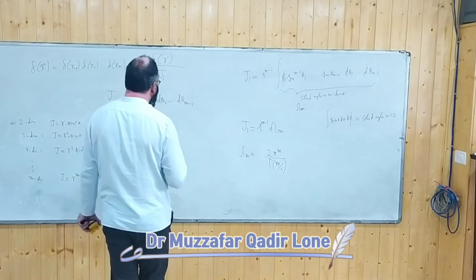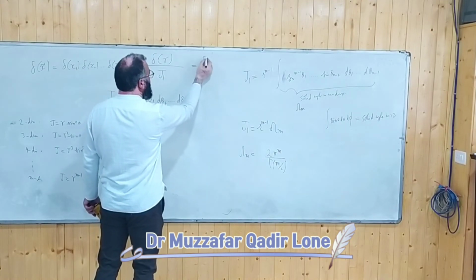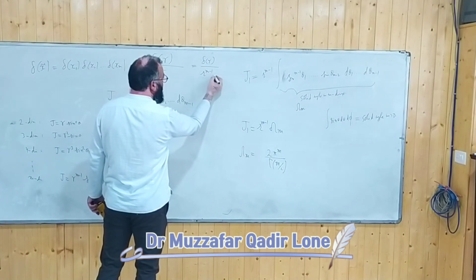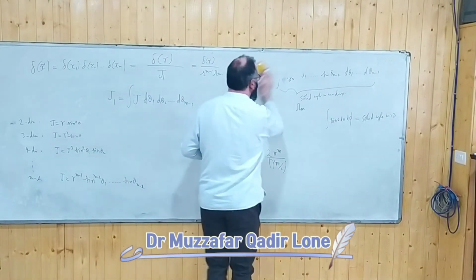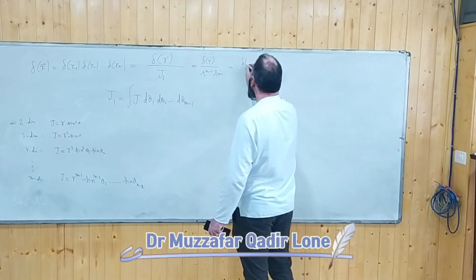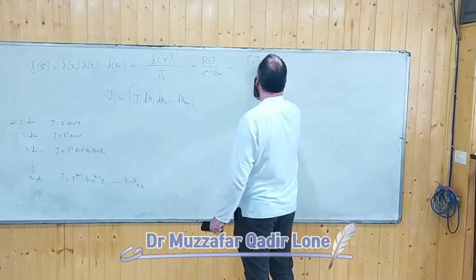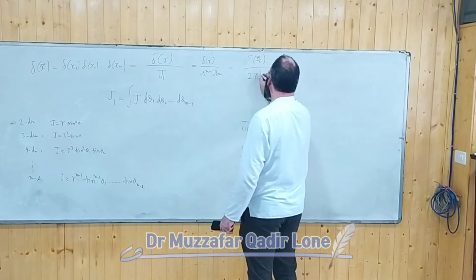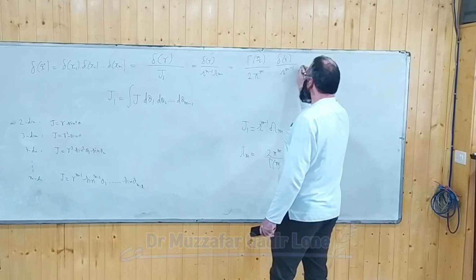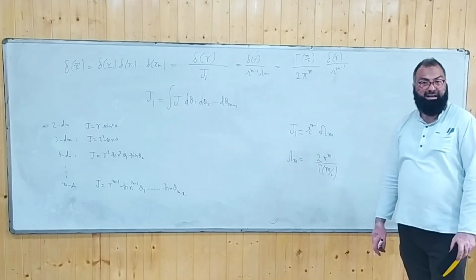Okay, so therefore I can write this thing as this delta function: delta of r divided by J1. What is J1? It's r raised to the power m minus 1, omega m. Okay? So what is that equal to? It is delta of r, let me write it simply, gamma of m by 2 divided by 2 pi raised to the power m, delta of r divided by r raised to the power m minus 1. So this is our delta function in spherical polar coordinates for m dimensions.